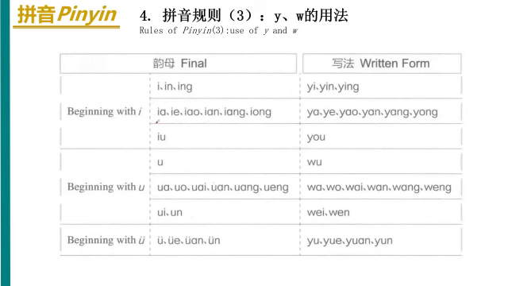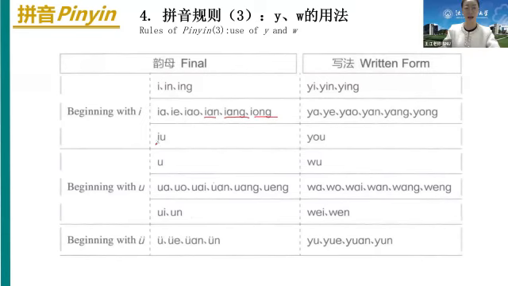Ya, yeah, 很好。 Yi, ye. Ye, the first tone. Ye. Yao, 很好。 Yan, yang, yong, 好。 You, yo. Okay.